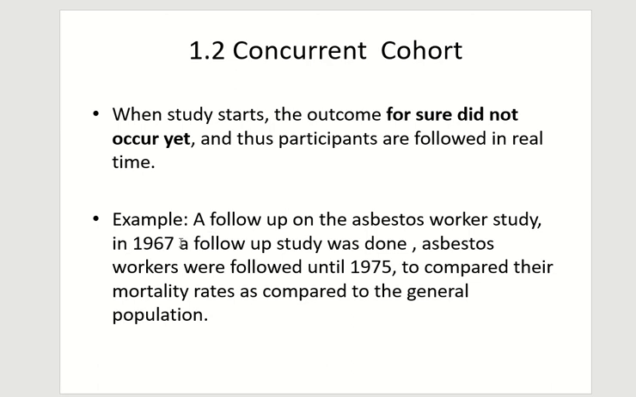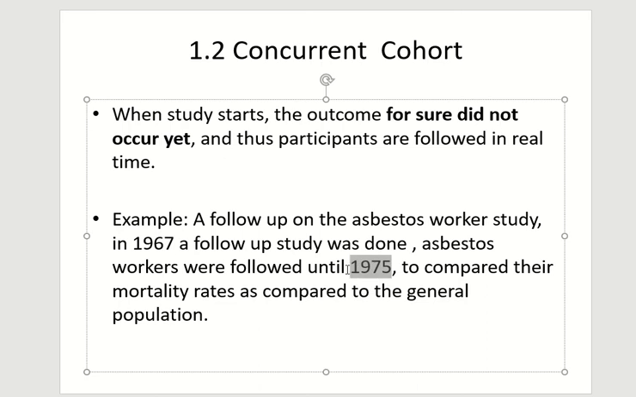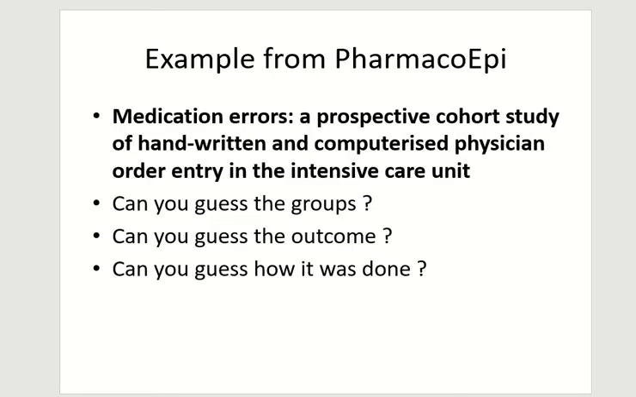So in 1967, a follow-up study was done. Asbestos workers were followed to 1975, so 7 years, to compare their mortality rate as compared to the general population. Okay, so after they did the non-concurrent, they actually did another study, which was a concurrent study. Again, we have an example of a concurrent cohort that is also from pharmacoepidemiology.